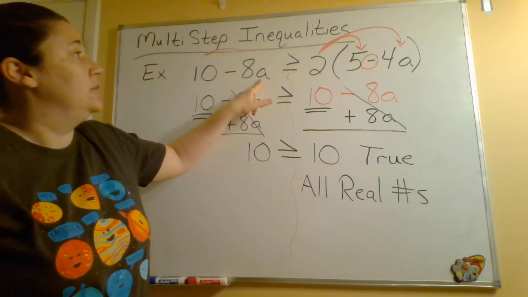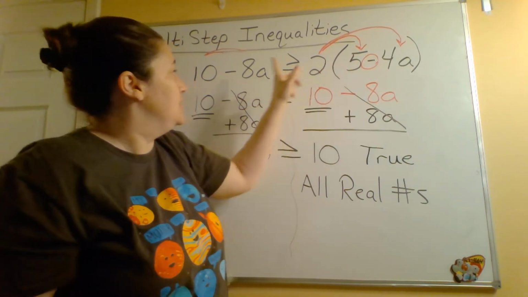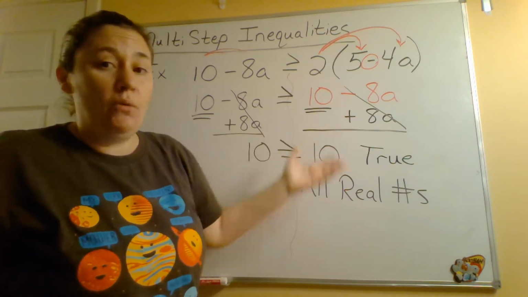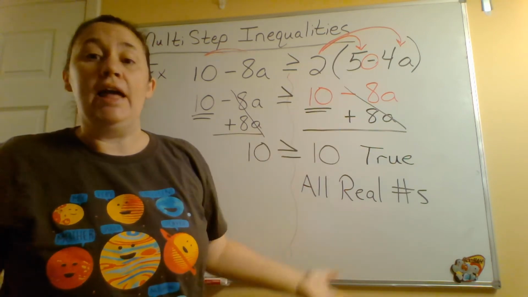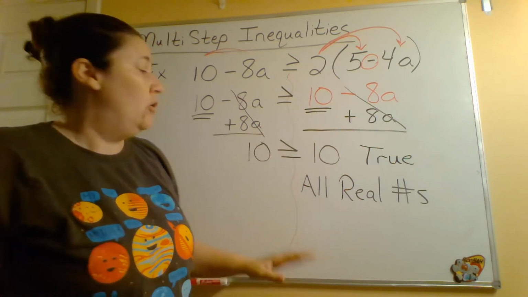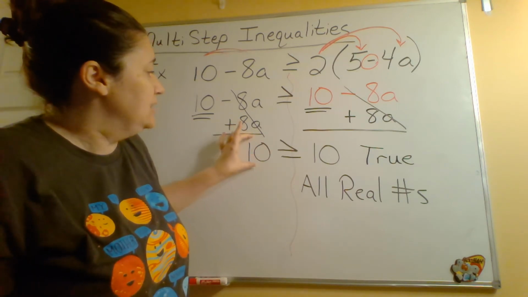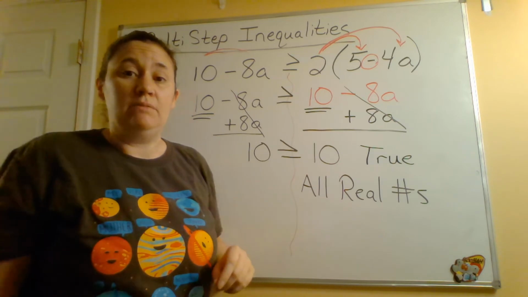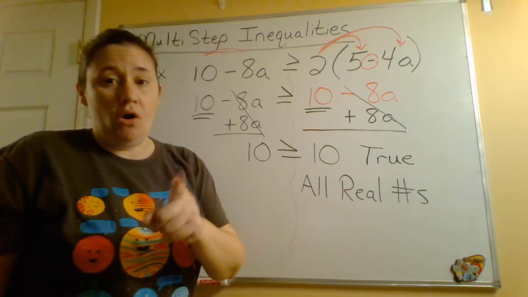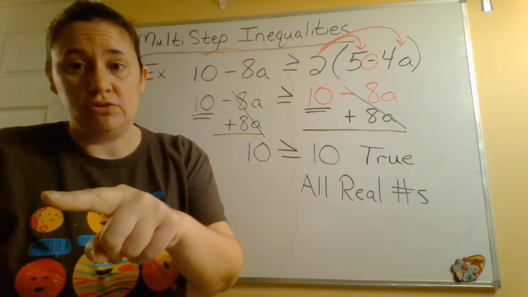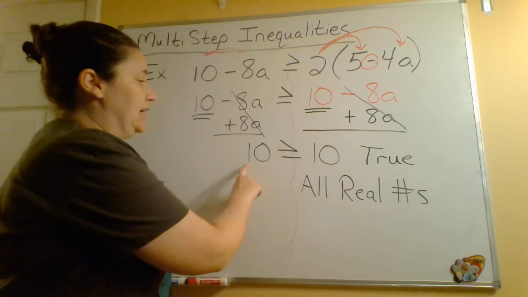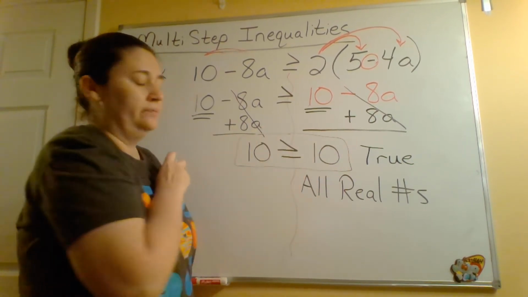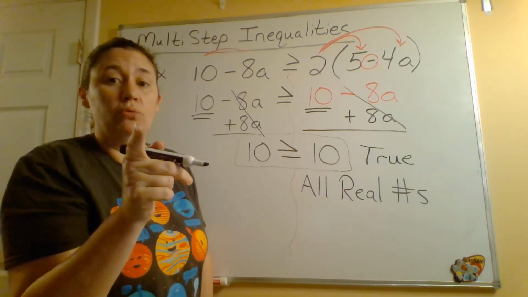It doesn't matter what number you put into this equation for a, because when you're solving it, the a's go away. There are no a's at the end. All you will be left with is the statement 10 is greater than or equal to 10, and that's a true statement. So the answer is all real numbers. When you're doing your workbook today, if you end up with a true statement, the answer is all real numbers.